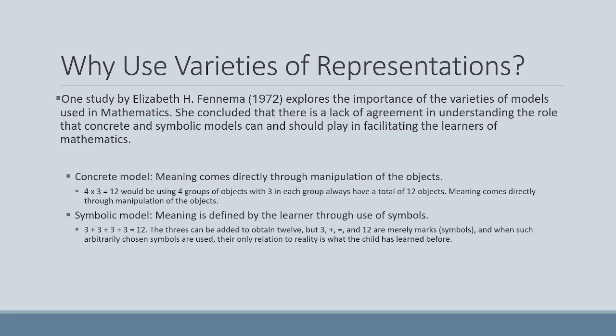She also discussed symbolic models, meaning being pulled from the use of symbols, and the meaning that is made is determined on the meaning that an individual has placed with those symbols. And so we can see this with the same example of 3 plus 3 plus 3 plus 3 equals 12. Looking at the symbols, the 3, the plus, equals, and 12 are merely marks which suggest arbitrary symbols that are used to relate the relationship of what's actually happening in that scenario.